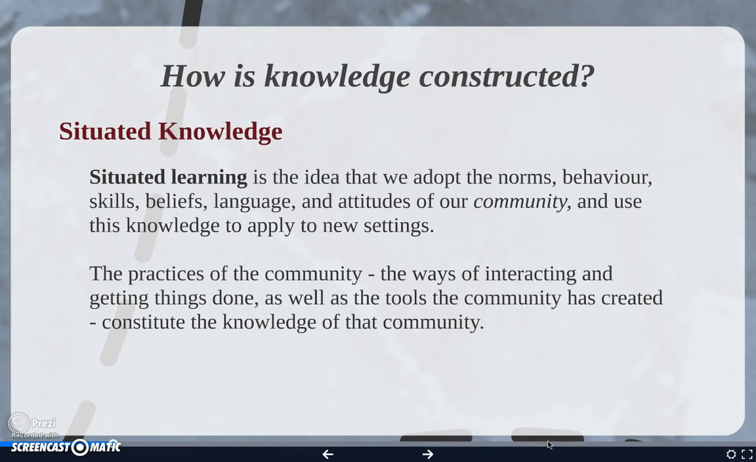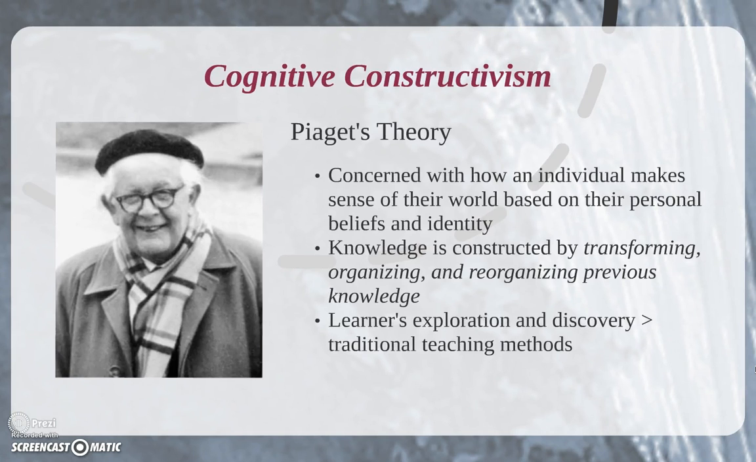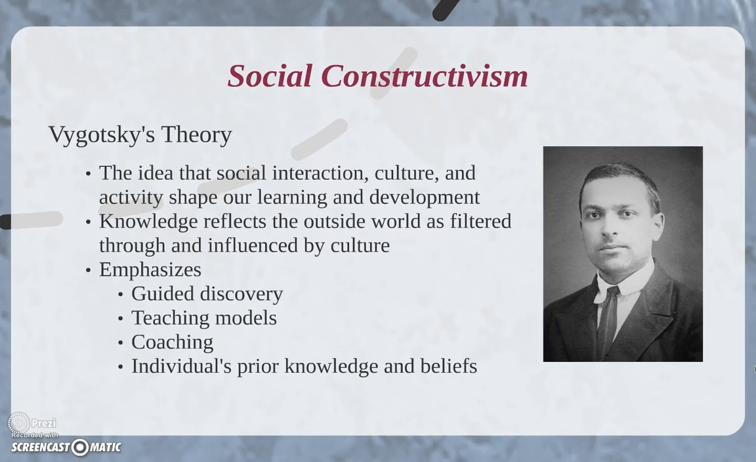How is knowledge constructed? Situated knowledge is the idea that we adopt the norms and beliefs of our community. In this sense, knowledge is a creation of the community. Piaget is a psychological constructivist, primarily concerned with how individuals make sense of their world based on personal beliefs and identity. Knowledge is constructed by previous knowledge, exploration, and discovery. Vygotsky is a social constructivist who emphasizes that social interaction and culture shape our learning and development. Knowledge reflects the outside world as filtered through and influenced by culture.